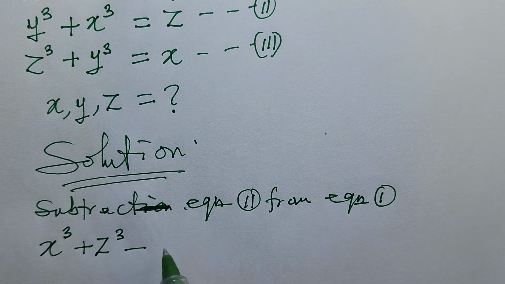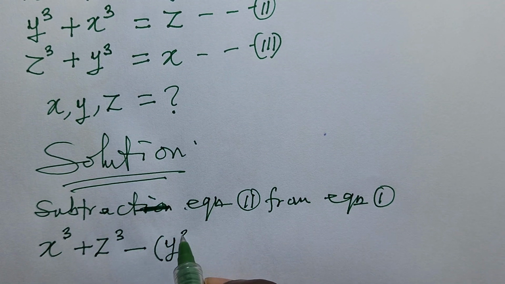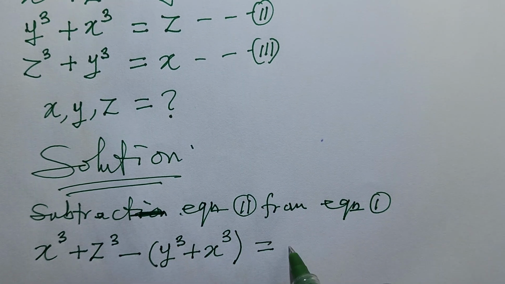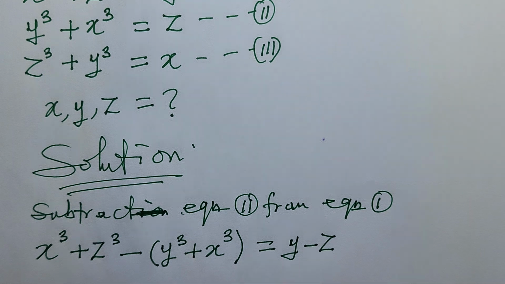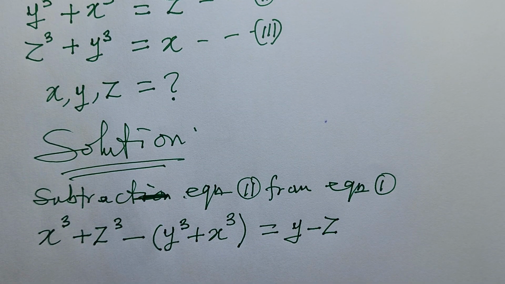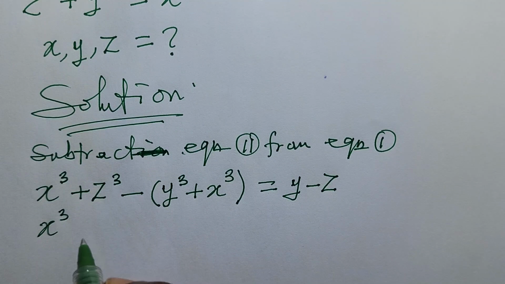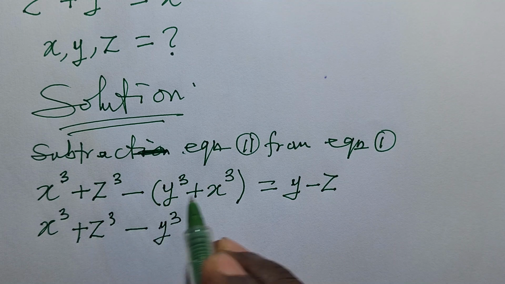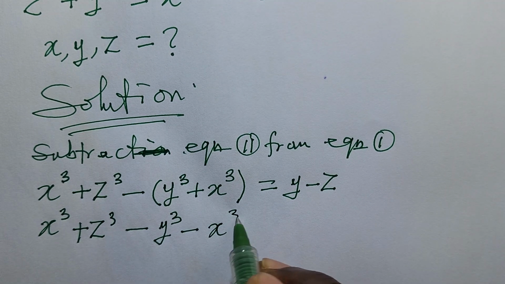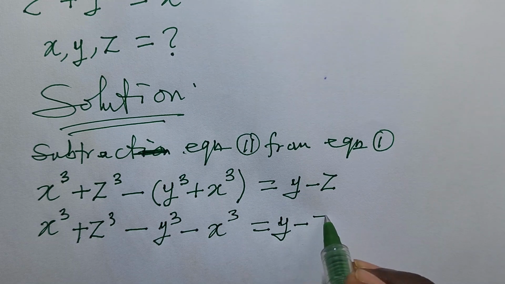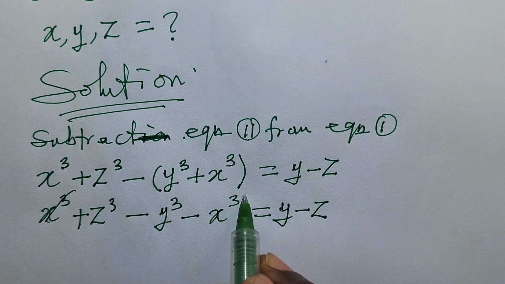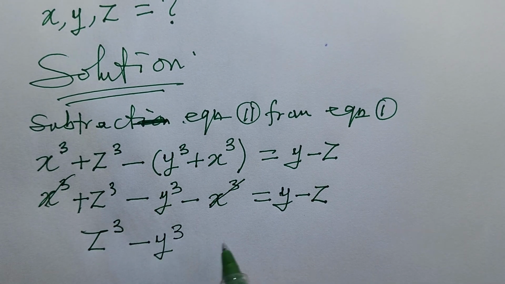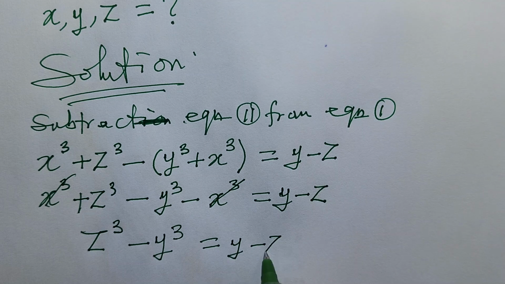Okay, so here we're going to have our x to the power of 3 plus z to the power of 3 minus bracket y to the power of 3 plus x to the power of 3 close bracket. This will give us y minus z. Okay, so we can use this to open this bracket. So we're going to have x to the power of 3 plus z to the power of 3 minus y to the power of 3, this time minus x to the power of 3 equal to y minus z. Of course, this and this will leave. So we now have z to the power of 3 minus y to the power of 3 equal to y minus z.